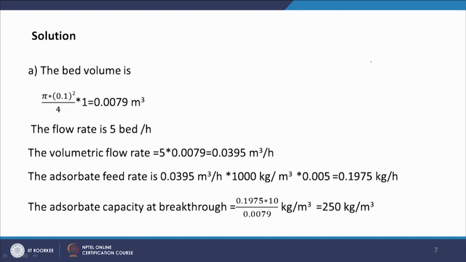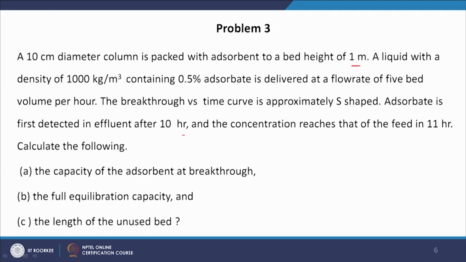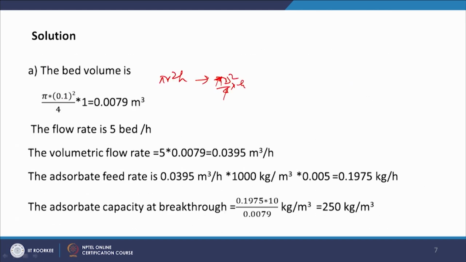What is the bed volume? So, that is equal to pi r square into h, or pi d square by 4 into h, where h is the height. In this case the d is equal to 10 centimeter. So, in terms of meter it will be 0.1. So, pi into 0.1 square by 4 into 1 meter is the length. So, that is equal to 0.0079 meter cube.